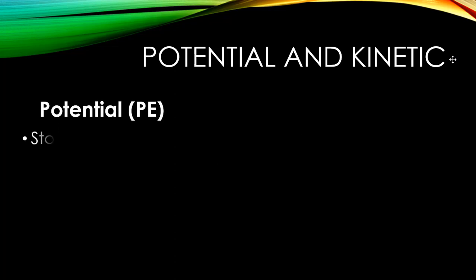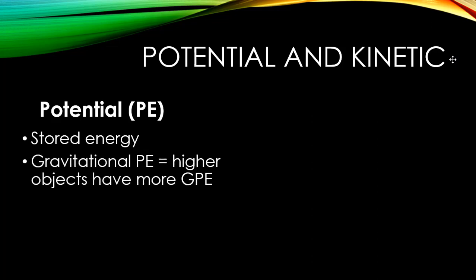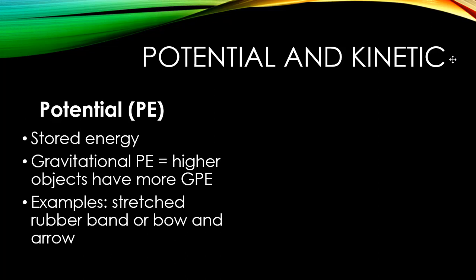Potential energy is any energy that is stored. So the energy is not being used, the energy is kept and going to be released in some way. The most common example is gravitational potential energy. And so that's anything that is higher off the ground has more gravitational potential energy than something that is low to the ground. Other examples would be anything stored like the chemical energy in a battery, or if you stretch a rubber band or a spring.